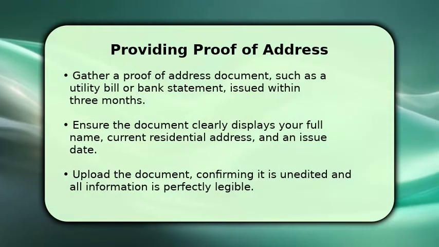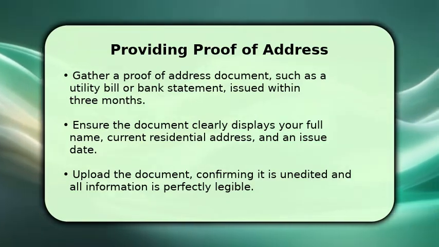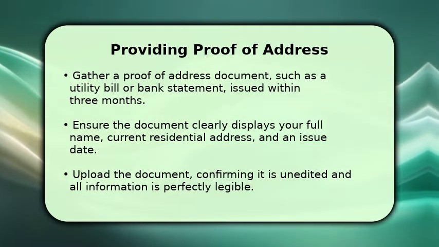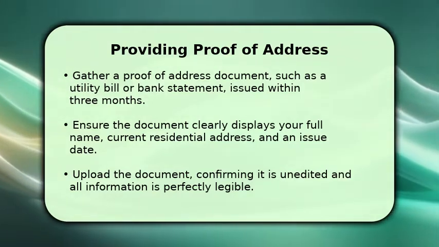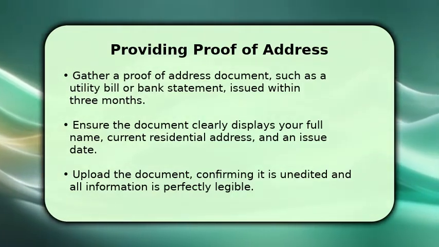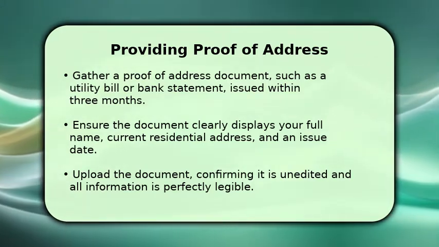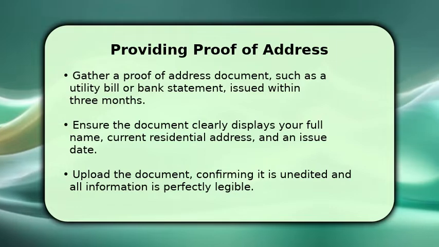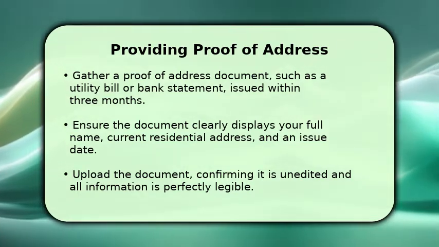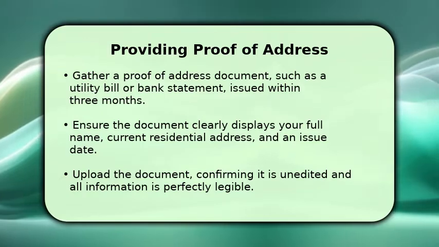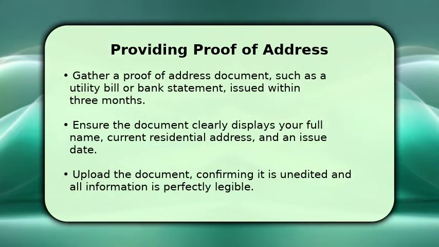For the next step, you will provide proof of your residential address. Acceptable documents usually include a utility bill, a bank statement, or a government-issued letter, all dated within the last 3 months. It is essential that your full name and current address on this document exactly match the information you provided earlier. Upload a clear, unedited image of this document, ensuring all details are easily readable for a smooth review process.